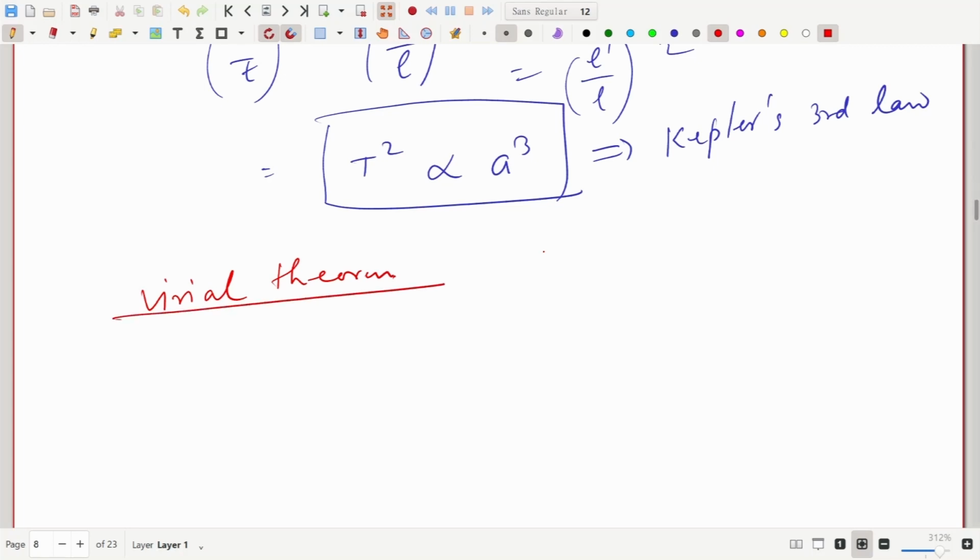So, what is the Virial theorem? It is not directly related to the Lagrangian formulation, but it is a very important theorem which gives a lot of information about the classical system. So, we prefer to discuss it here.